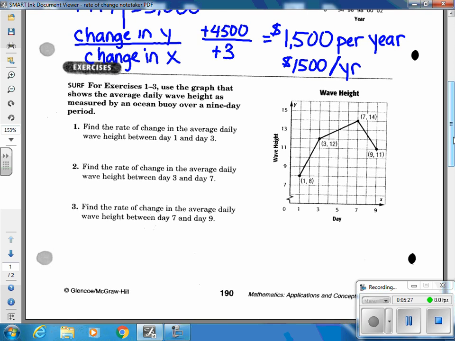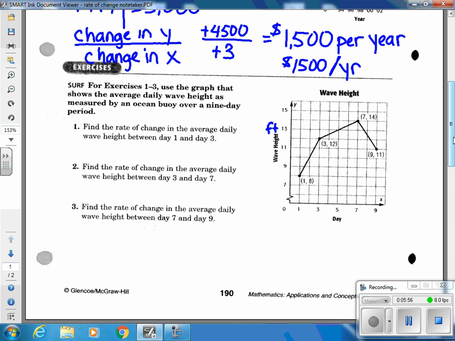All right, we are looking at wave heights, and that wave height is going to be measured in feet. It doesn't tell you that, but that's exactly what it's using. And then our days. So on day 1, it was so many feet, day 2, day 3, etc. So we have wave heights going on in this picture. This is surfing, okay? And you're going to use the graph that shows the average daily wave height as measured by an ocean buoy over a 9-day period. So from day 1 to day 9, this is what they measured for the wave heights.